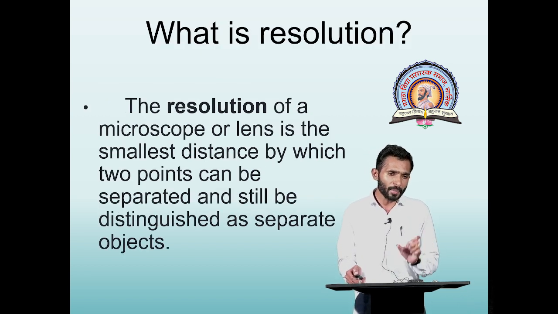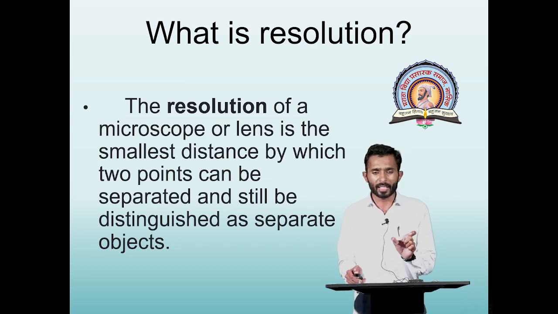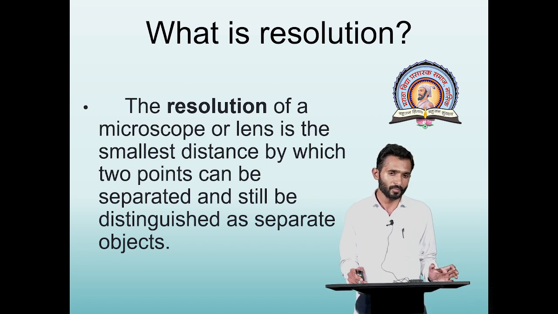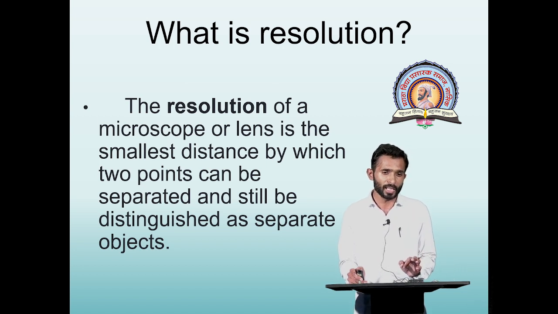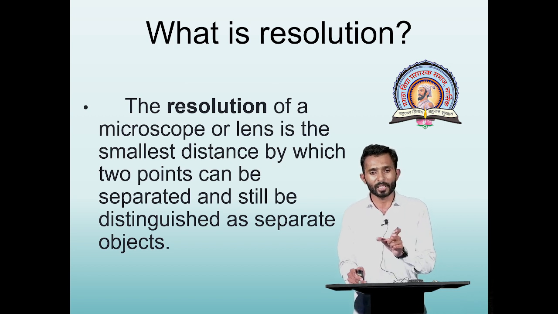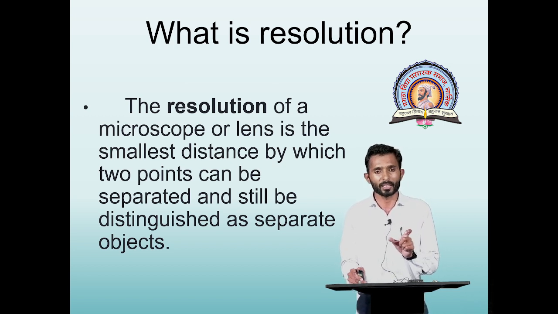Then, after magnification, the power by which the actual size of an image or object is seen by our eyes is called resolution. Resolution is the ability of the microscope or lenses to show the smallest distance at which two points can be separated and distinguished as separate points of view.